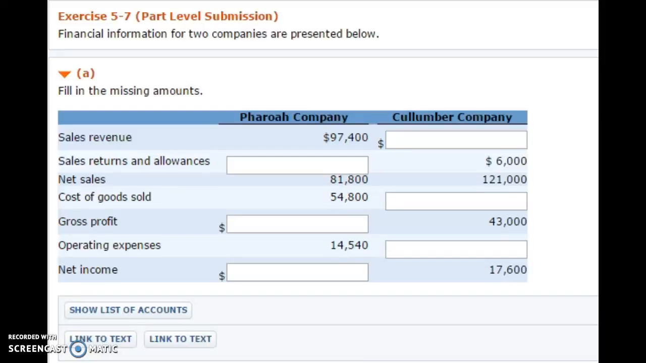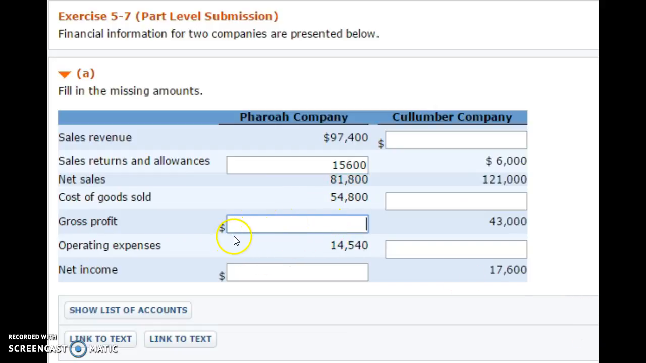Hi, my name's Cassie. We're going to be going over how to solve for a multi-step income statement in this first part. We'll start with the Faro Company. We need to solve for sales returns and allowances, and we do that by taking the sales revenue and subtracting the net sales, and that will give us $15,600.